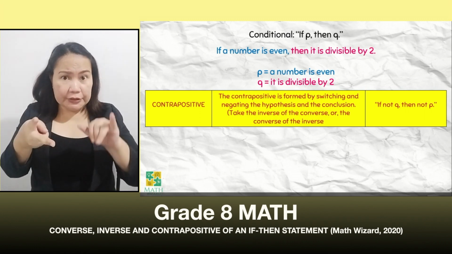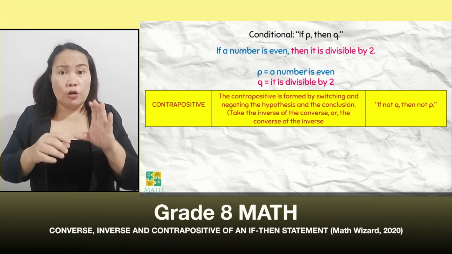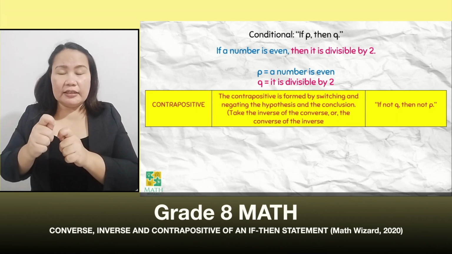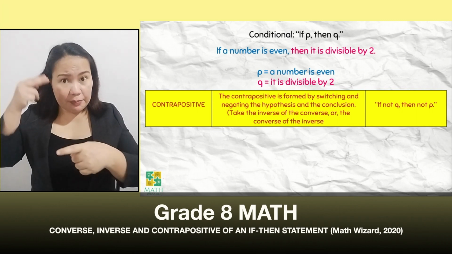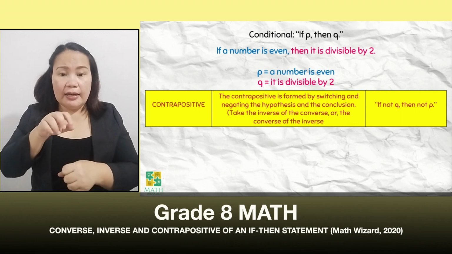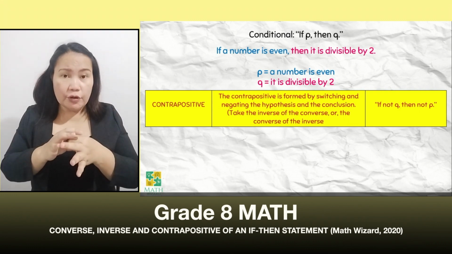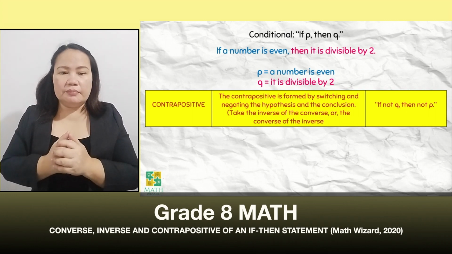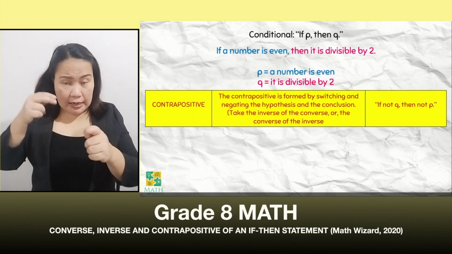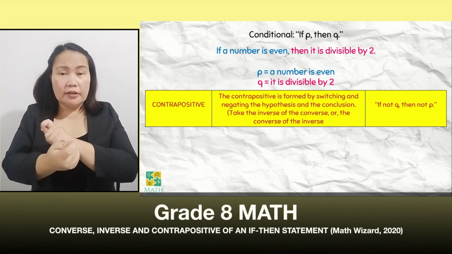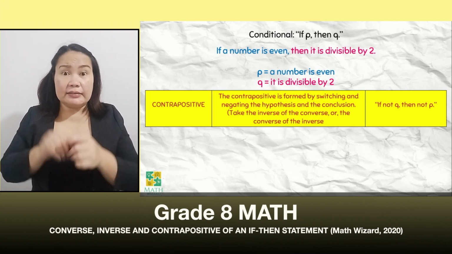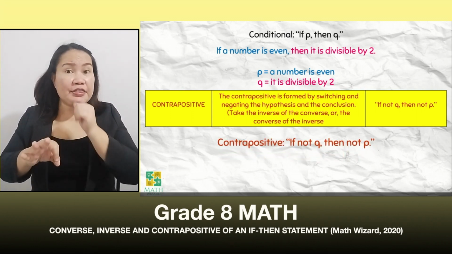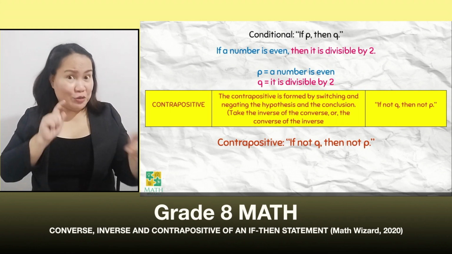Sabi sa contrapositive, it is formed naman by switching and negating the hypothesis and the conclusion. Take the inverse of the converse. Ano ang ibig sabihin noon? Ang gagawin lang natin, kukunin lang natin yung inverse ng ating converse. Okay? I-switch lang natin ang ating hypothesis and the conclusion, pero yung negation nila ang i-switch natin. Okay? Ang magiging statement natin ay, if not Q, then not P.